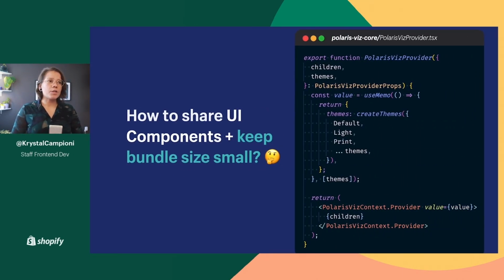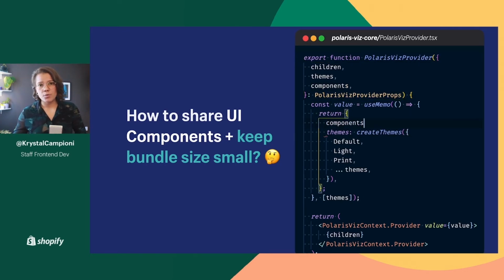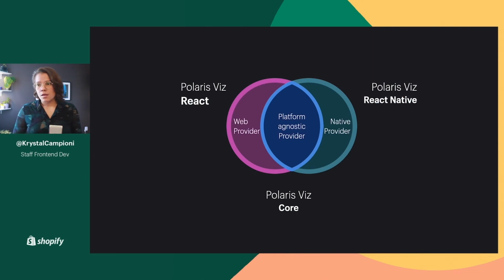We already have a Polaris Viz provider, a context provider that we are going to use both in web and native. What if this provider could also determine what the markups should be used depending on where we are? For example, the provider could accept a components prop. And then in web, we are going to pass a list of web components, and in native, we are going to pass a list of native components. So in core, we would have a platform agnostic provider that gets re-exported both in web and native, but with the right components for each platform.